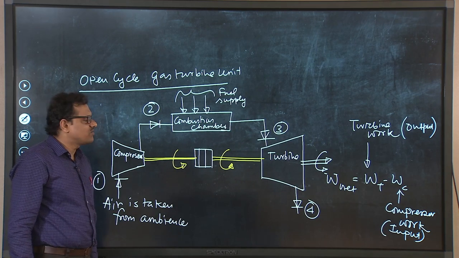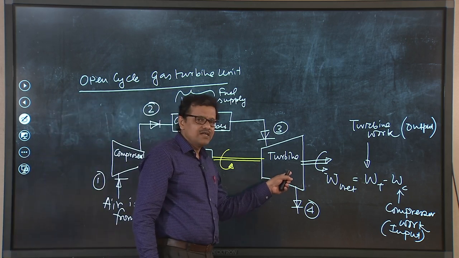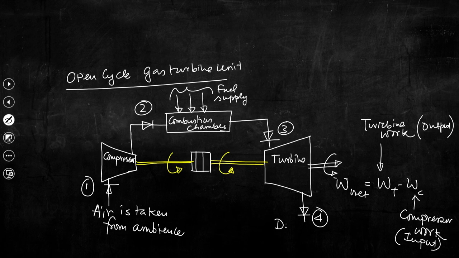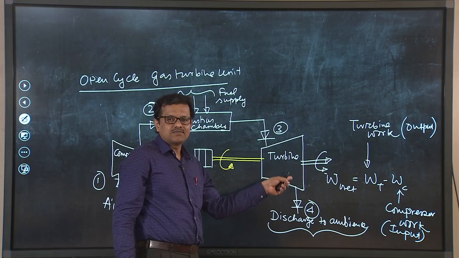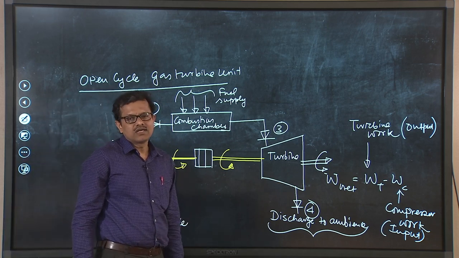Now, why it is open cycle, you try to understand, we are taking the working fluid from the ambience, and finally, the working fluid is again discharged into the ambience at the exit of the turbine. So, this is discharge to ambience, okay. So, this is called open cycle because working fluid is not further taken back to this compressor. Had we tried to recycle back this discharge, that is the working fluid that comes out from the turbine into this compressor, then the cycle would be the closed cycle gas turbine unit.